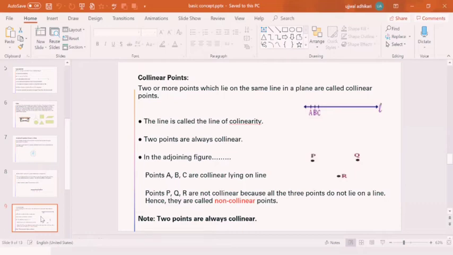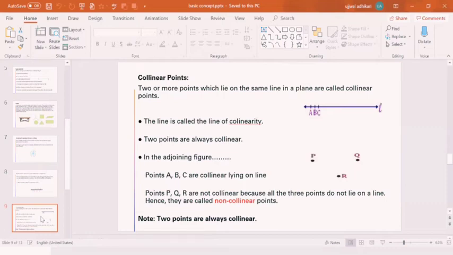In the adjoining figure, A, B, C are collinear points lying on a line of collinearity, but P, Q, R are not collinear. Why? A straight line is unable to include these three points P, Q, R in one same straight line. A straight line cannot cover or touch P, Q, R. That's why P, Q, R are not collinear points.